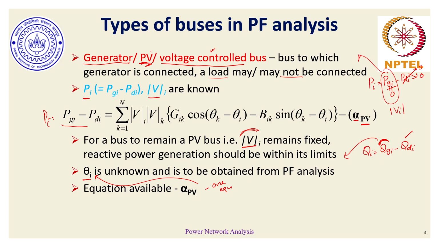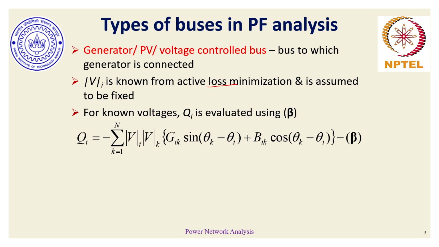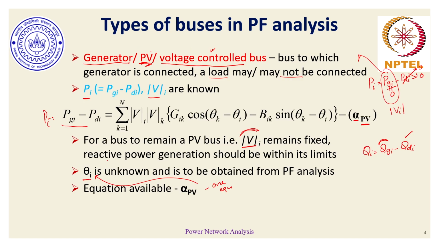So just to summarize, for every PV bus, we only have the real power equation because P is known, and terminal voltage is known from active power loss minimization. We have one equation and only one unknown for the PV bus. And as mentioned, terminal voltage is known from active power loss minimization and is assumed to be fixed. For this voltage to remain fixed, as I stated, the reactive power generation should be within its limit. So how do I find the reactive power generation? I can rewrite this equation as Q_Gi equal to Q_i plus Q_Di. Q_Di is known from load forecasting. I also know the expression of Q_i from the beta equation.